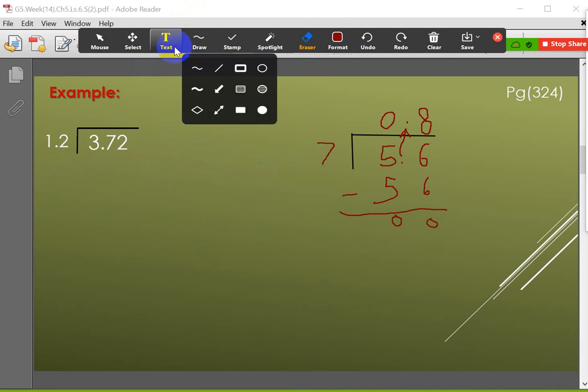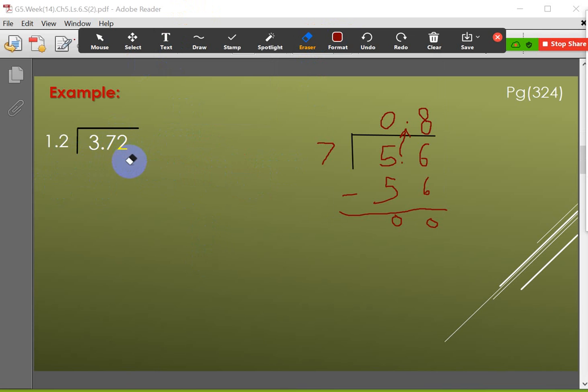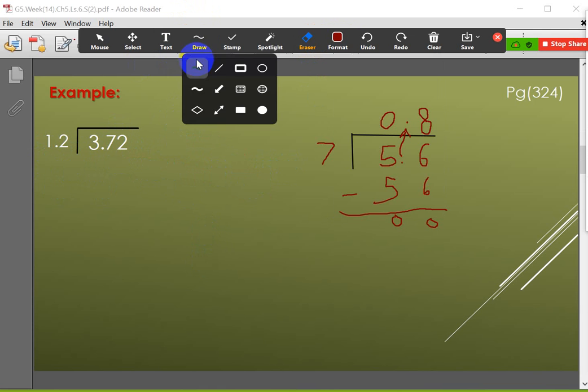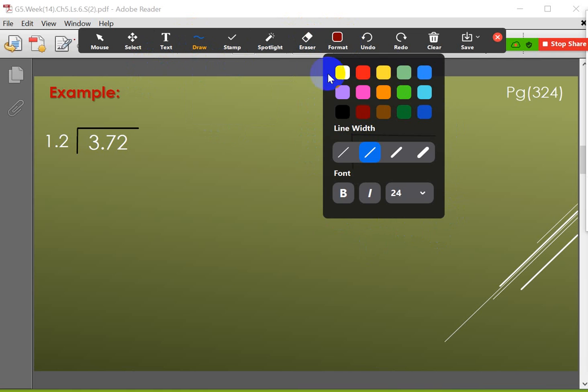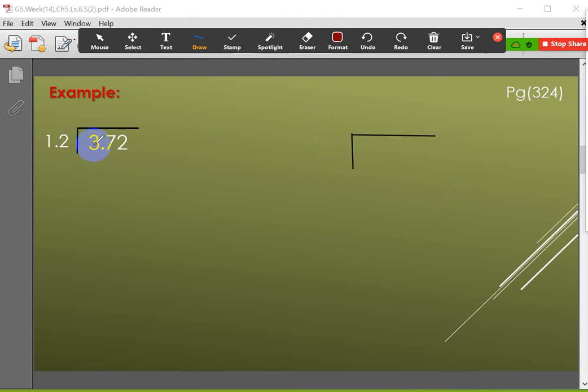Now I want to divide 3.72 by 1.2. Of course, my problem is not how I will divide the decimal number, but how I will divide by a decimal number. So the divisor is my problem. If I want to divide a decimal number by a decimal number, I can't. So I have to make the divisor a whole number. How will I do that? By multiplying by a number.